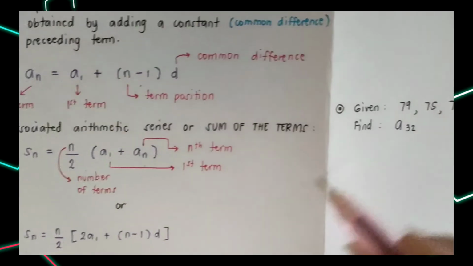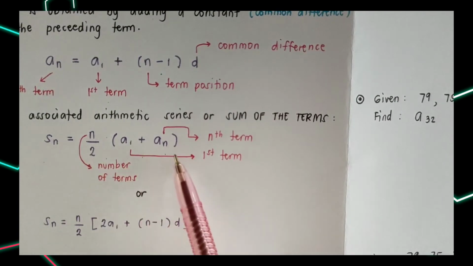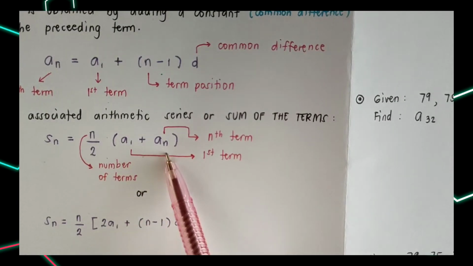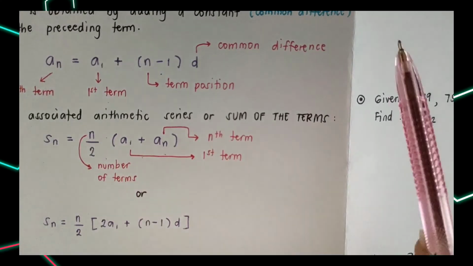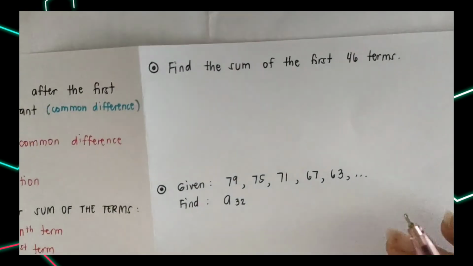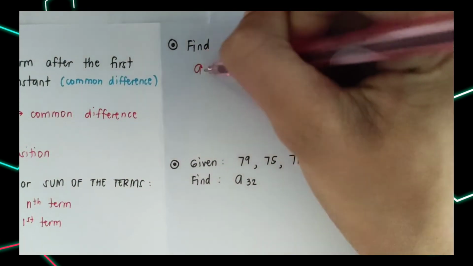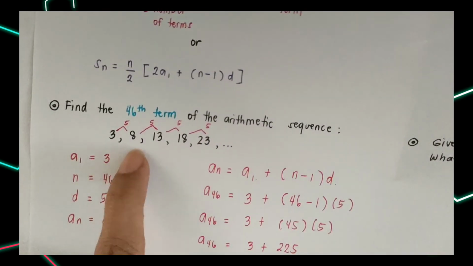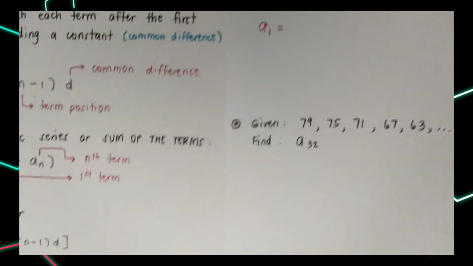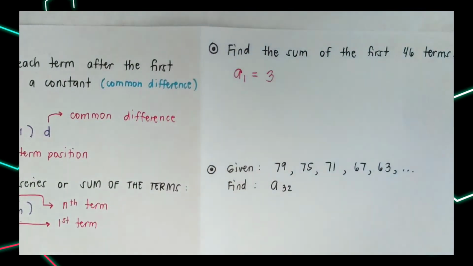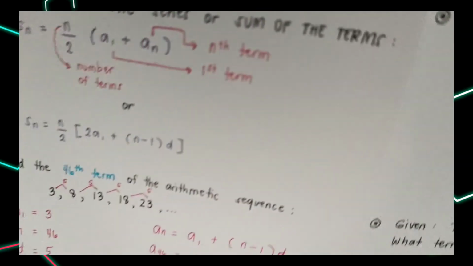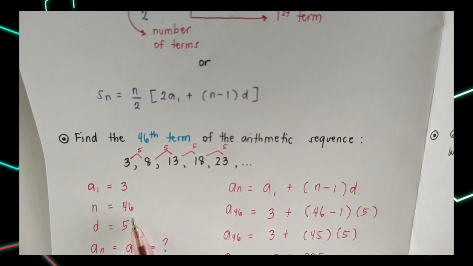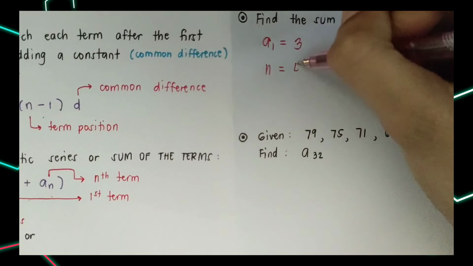Okay, let us write first the value of our a sub 1. What is our a sub n? What is our n? So that we'll be able to substitute it later. Our a sub 1, based on our obtained solution, is 3. So we will write a sub 1 is equal to 3. Next, n is equal to 46. So we will write 46.